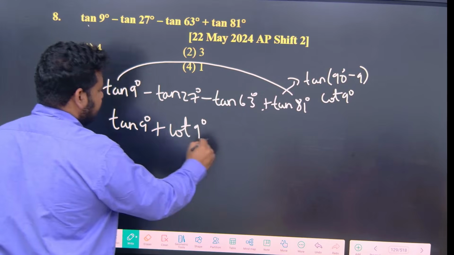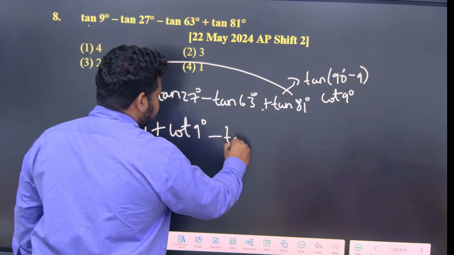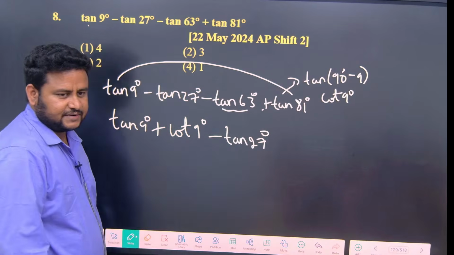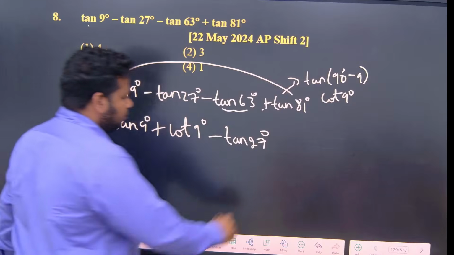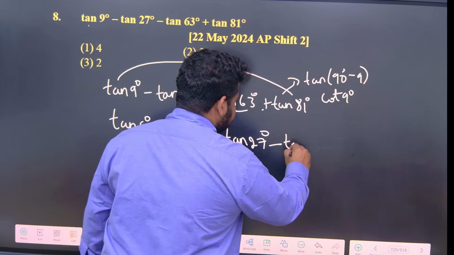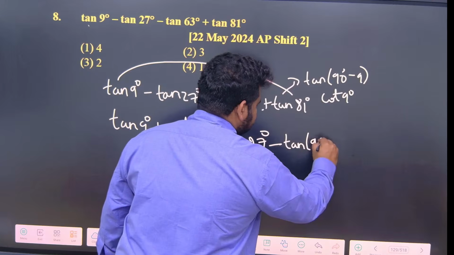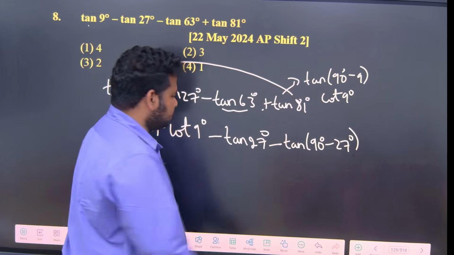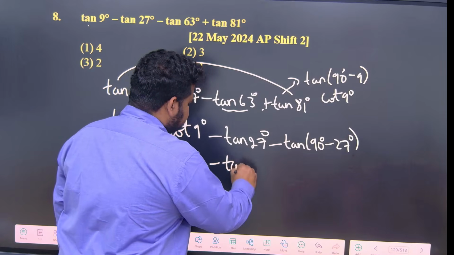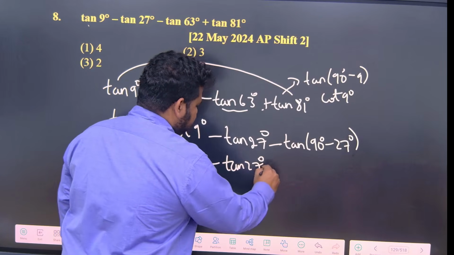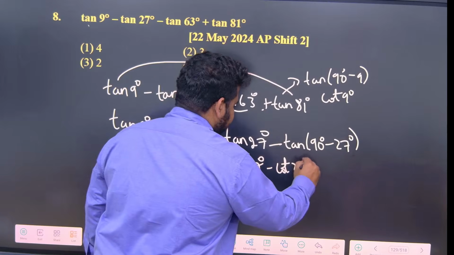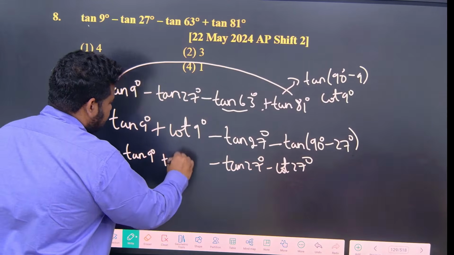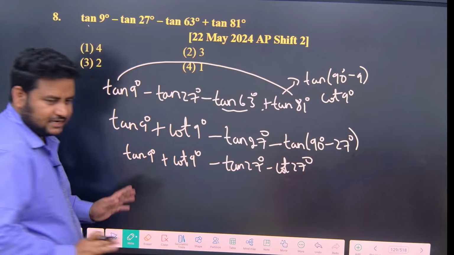Here we are having tan 27 degree. This tan 63 is close to 90 degree, so I can write it as minus tan 90 minus 27 degree. Tan 90 minus theta is cot. So this will be minus tan 27 degree minus cot 27 degree. Here I am having tan 9 degree plus cot 9 degree. Till here it is clear?